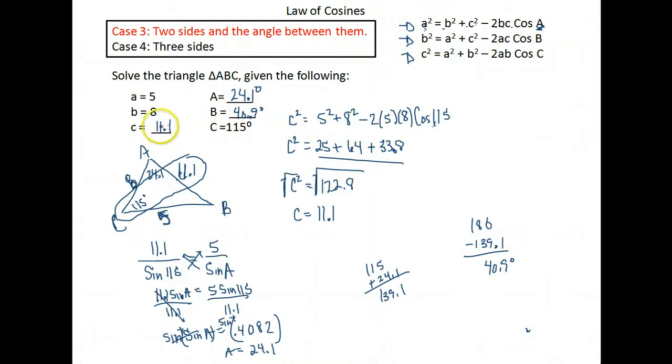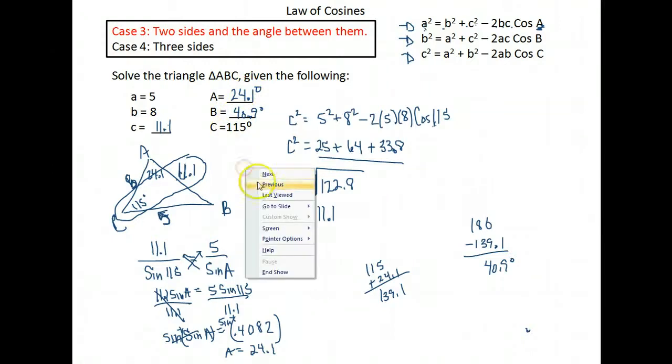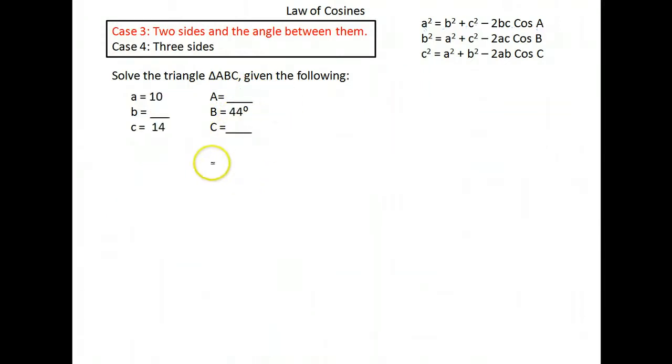So to find our side, we use the law of cosines. Then we use the law of sines to find one more angle. And finally, we use the triangle angle sum theorem, or the fact that the angles in a triangle add to be 180, to find our last angle there. Okay, I have one more example here. You can try on your own, see if you get it right, or just walk through it with me.